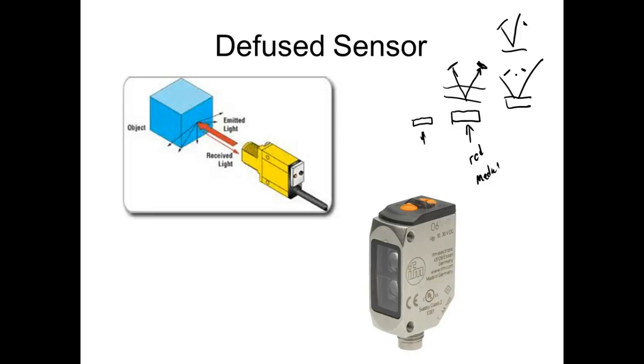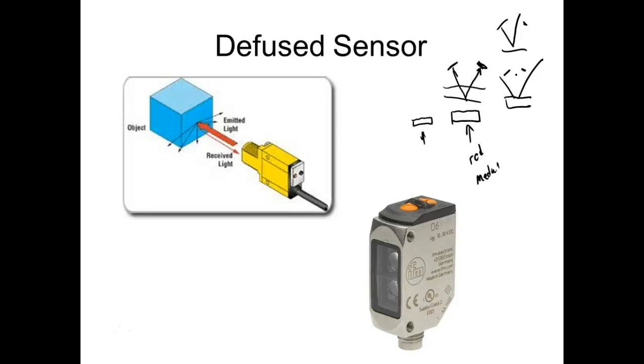So the diffuse sensor, what are we going to have problems with? We're going to have problems with color, right? So this is going to dictate where we use these things. We don't work with transparent devices because the light would just fly right through them and wouldn't reflect back at all, right?